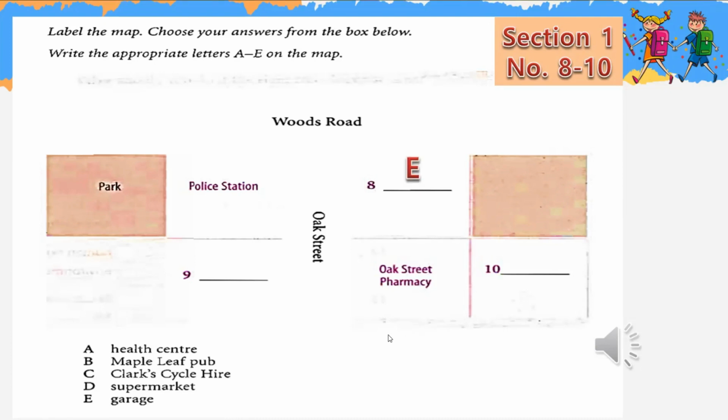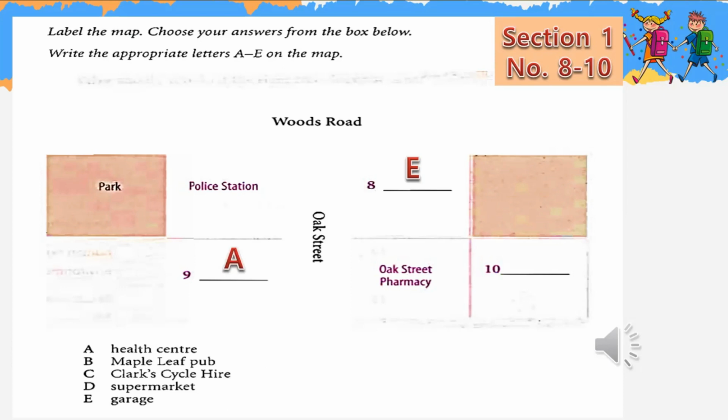This is the garage. Okay, and then for number 9, Kate says go down Oak Street until you reach the health center on the right, and the opposite of the health center there is a pharmacy. Okay, this is the way to describe the street. And then the correct answer for number 9 is the health center, A.